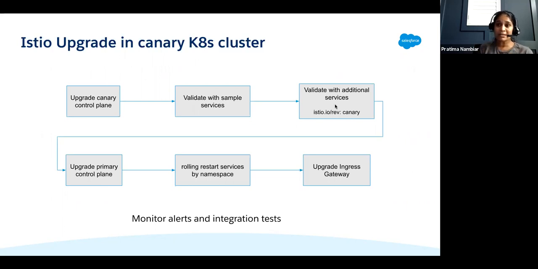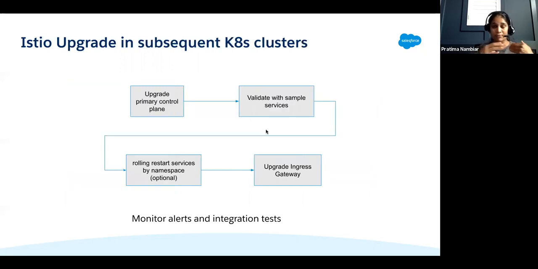And then once we are ready with that basic validation, we upgrade the primary control plane in that Kubernetes cluster. And then we do a rolling restart of all the services that are running there by namespace, and watch for any alerts, integration test failures, etc. And then finally, we upgrade the ingress gateway. We let this version bake in the Canary Kubernetes cluster for a while. And once we determine we're good with propagating it to additional higher level environments, we then do an in-place upgrade.